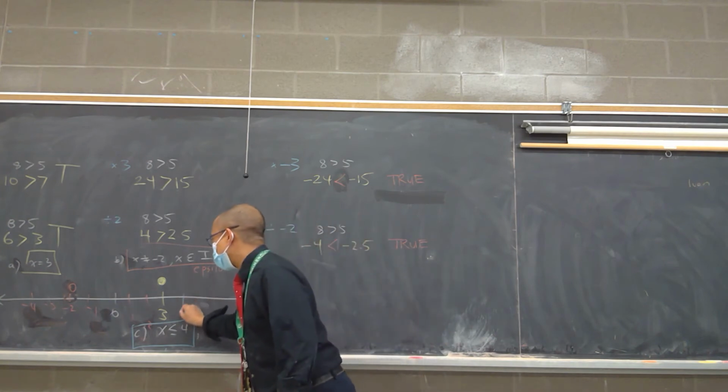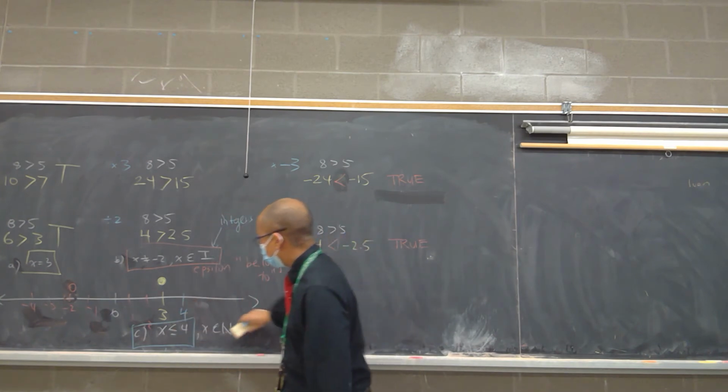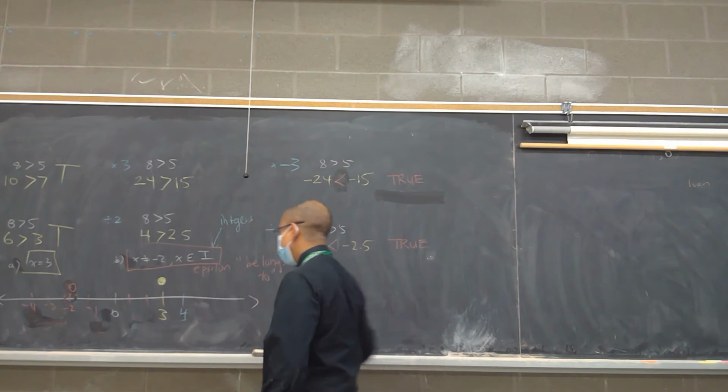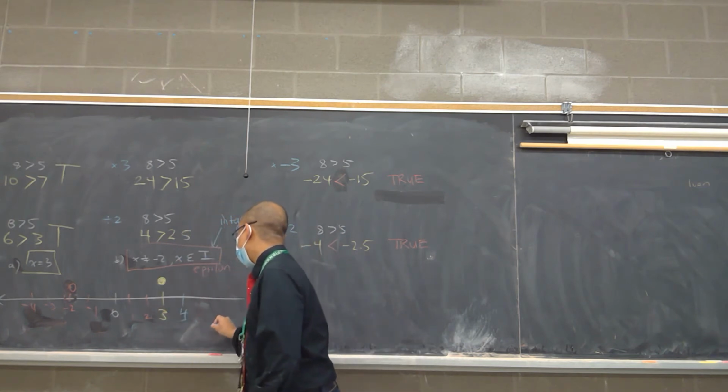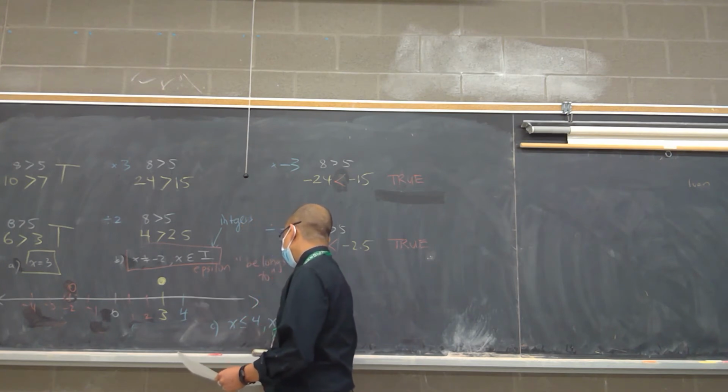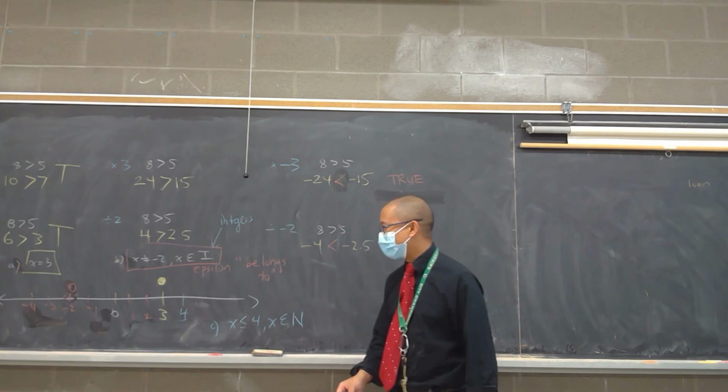So notice where 4 is. 4 is over there. And I do apologize. Maybe I should move this over. So I'm just going to move this over so that my audience can see it a bit better. And I'll just recopy the question in blue. X is less than or equal to 4, where X belongs to natural numbers.